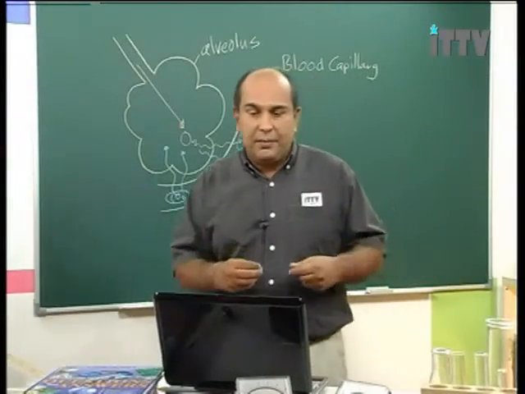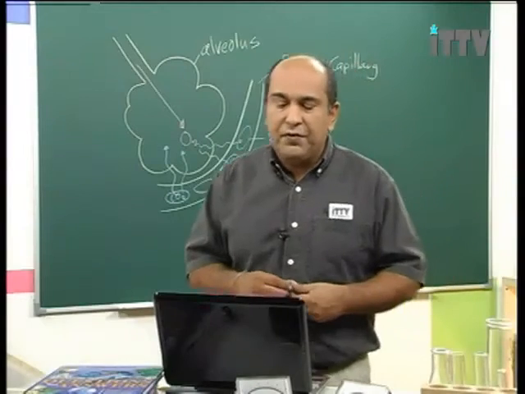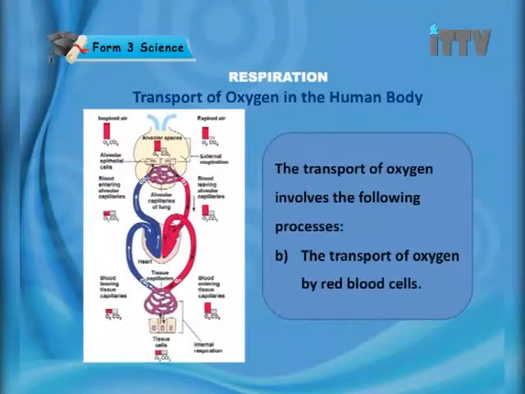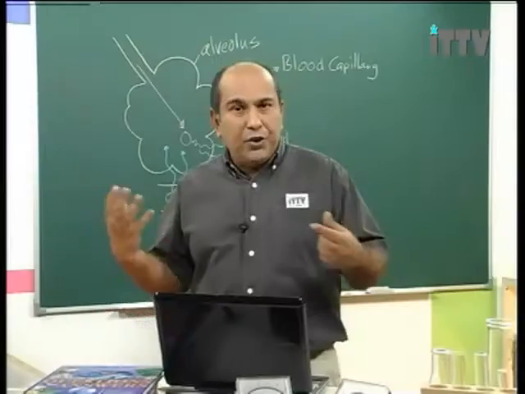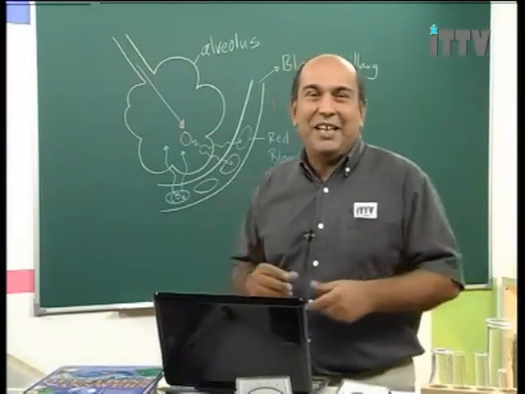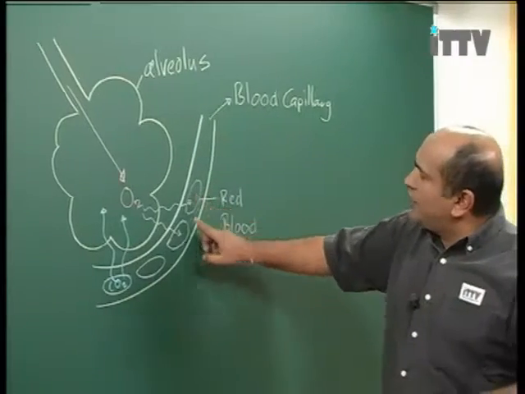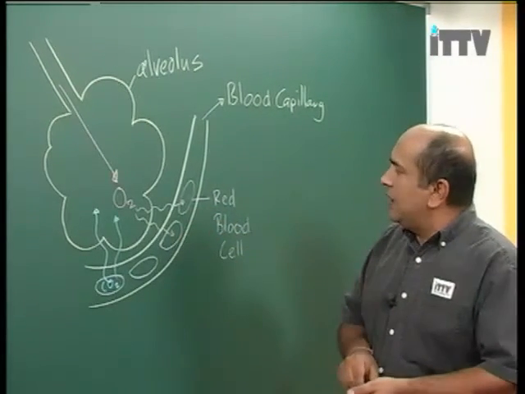So that's the first step, the diffusion of oxygen from the alveoli into the blood capillaries. The second step, the transport of oxygen by red blood cells. So we need to go back to the board now for the second step. So the oxygen now has come in and is joined into our red blood cells.